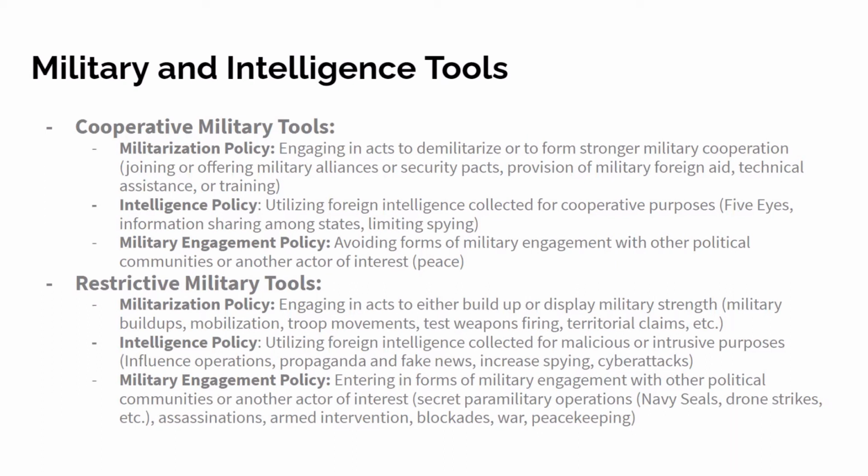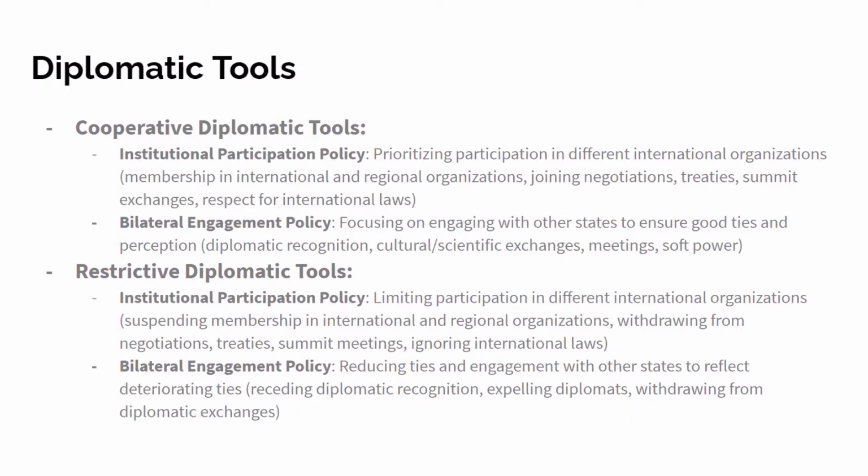Direct engagement. So you could think of intelligence as less like indirect engagement, which is why we talk about cyber warfare. And then lastly, diplomatic tools, which would be quick. Cooperative diplomatic tools, we have institutional participation policy. A key term you should know for IR is bilateral and multilateral engagement. Bilateral is between two countries, multilateral is between many countries, right?